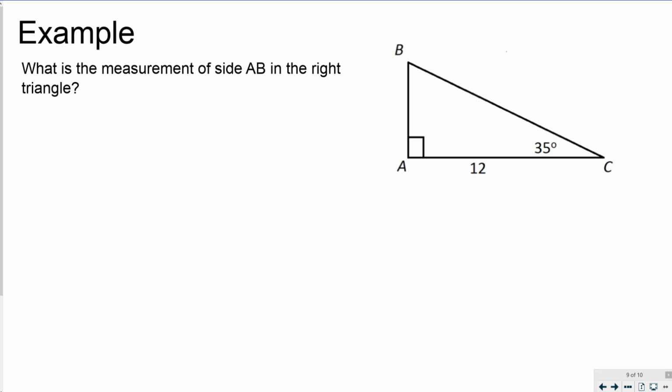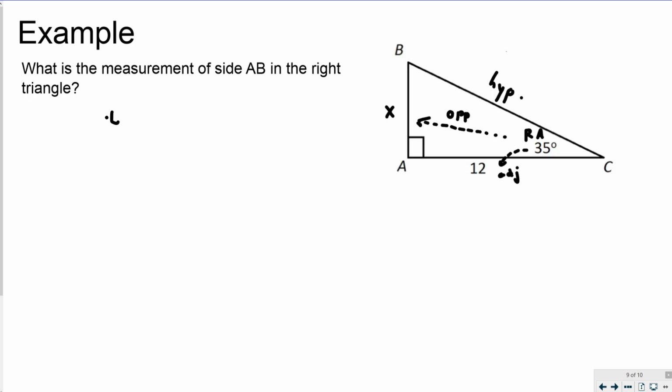And finally, last example I have here, what is the measurement of side AB in the right triangle? So side AB is here, so I'm going to label it with an X. So I have 35 degrees as my reference angle, and X is opposite of that, but 12 is adjacent to it. I don't have the hypotenuse. The hypotenuse is unlabeled, so I'm not even looking for it. So what ratio am I going to use that relates the opposite side to the adjacent side? I need to use tangent.